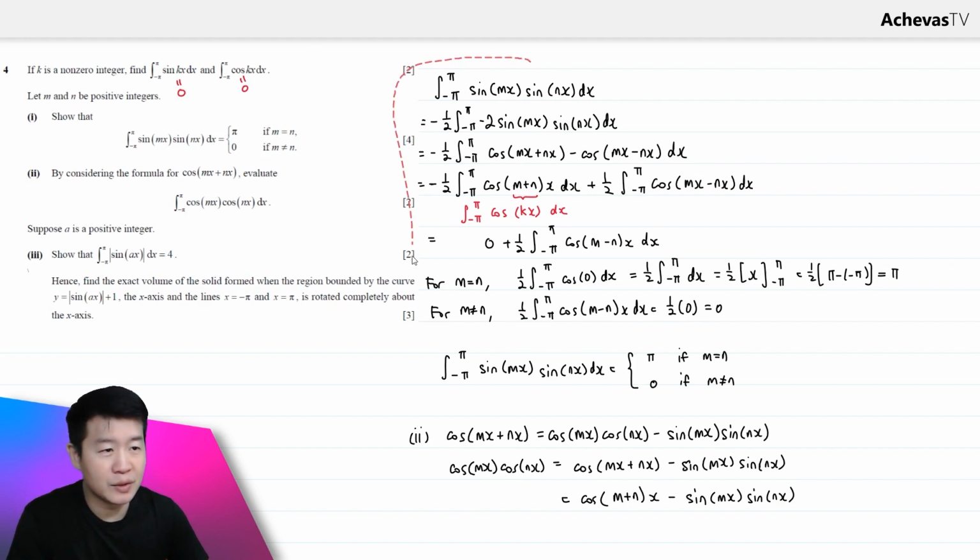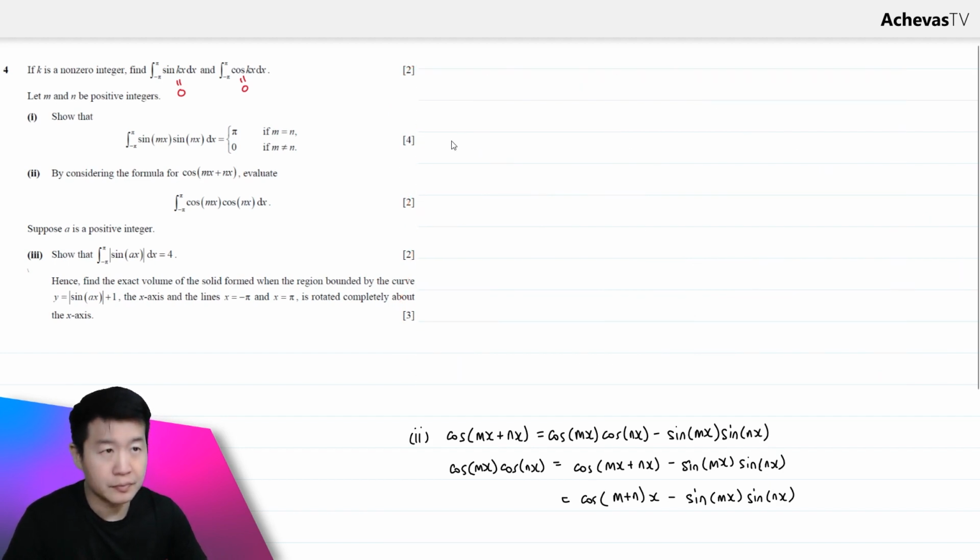Okay, now I'm going to try to apply this. Let me remove this. I'm going to try to apply this to here. Let me continue here. So we are going to be integrating from minus pi all the way until pi of cosine of mx, cosine of nx. This is equal to integrating from minus pi to pi, making use of what we have done here.